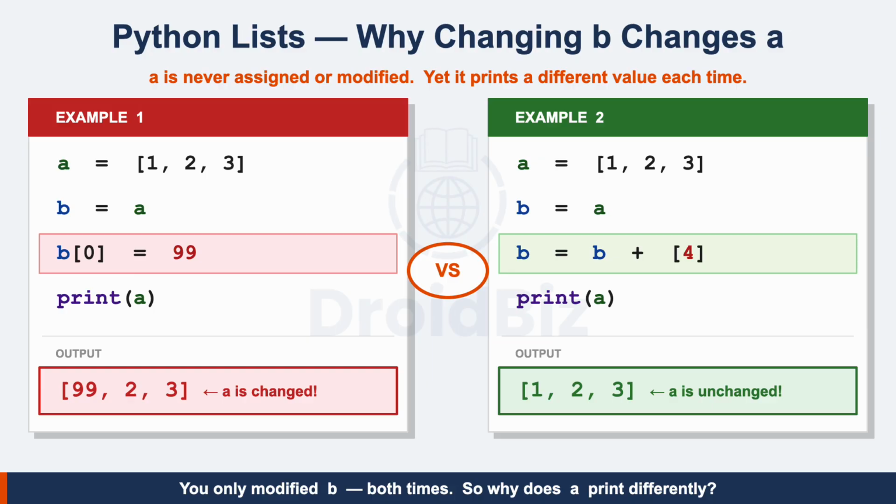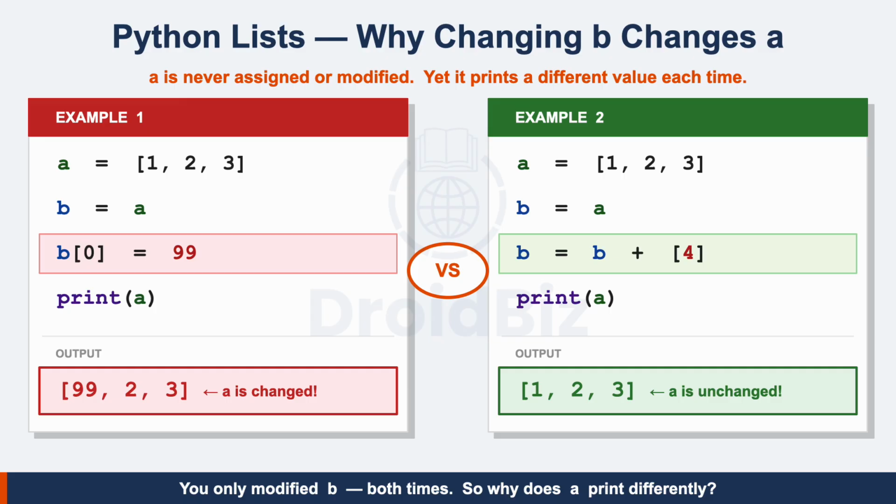Here is something that surprises almost every Python beginner. We have two examples. Both create a list, assign it to a second variable, modify that second variable, and print the first, which we never changed. In the first example, a shows a different value. We never wrote to a. We never changed a, but it changed anyway.